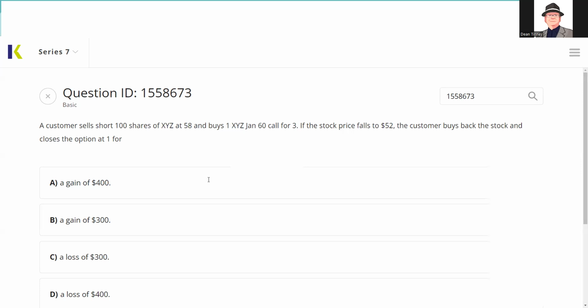This is QID 1558673. A customer sells short 100 shares at 58. So I borrowed 100 shares from my broker. I buy a 60 call at 3. Pretty good. So I have a choice to buy back the borrowed stock at 60. If stock price falls to 52 and the customer buys back the stock, and closes the option at 1.